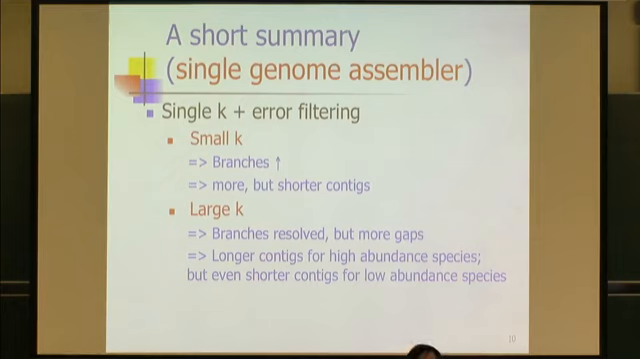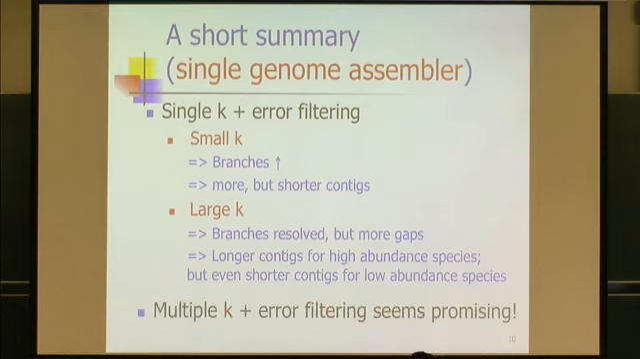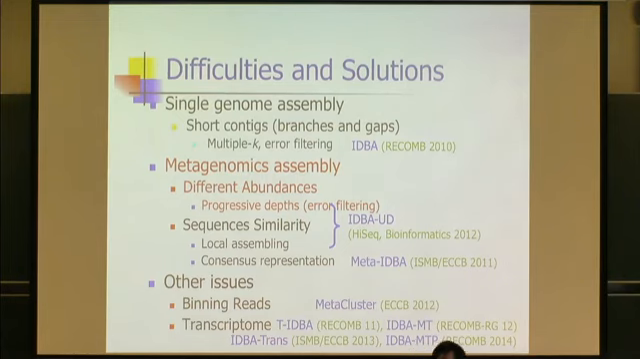Now you can see why the k makes a lot of difference. And while IDBA uses multiple k and error filtering, it seems promising, at least. That's the reason we try to use IDBA to start with. Now that we have the problem with the single genome and we have IDBA, let's go to metagenomic assembly.